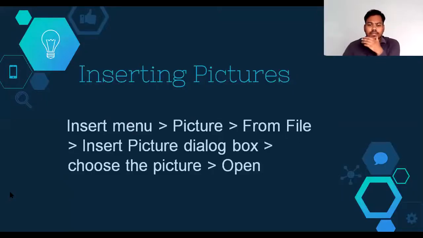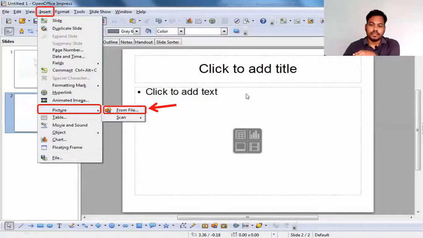So let's see inserting pictures. First you have to click on the Insert menu, then Pictures, From File, then the Insert Picture dialog box. Let me show you. When you click on the Insert tab, you will see the Picture option. And when you click on the Picture option, you will see From File.